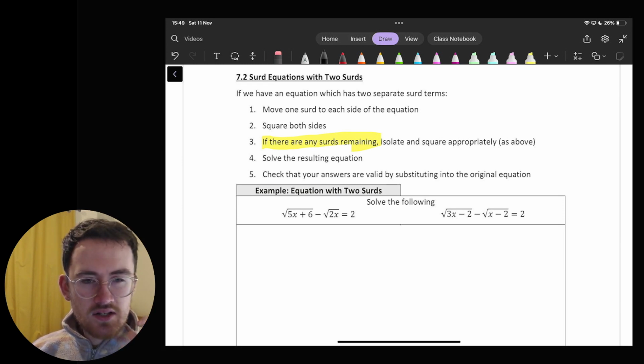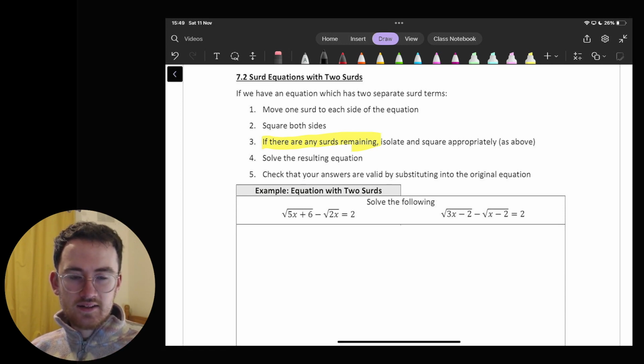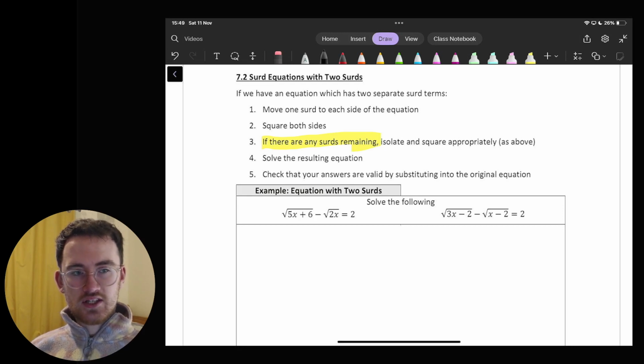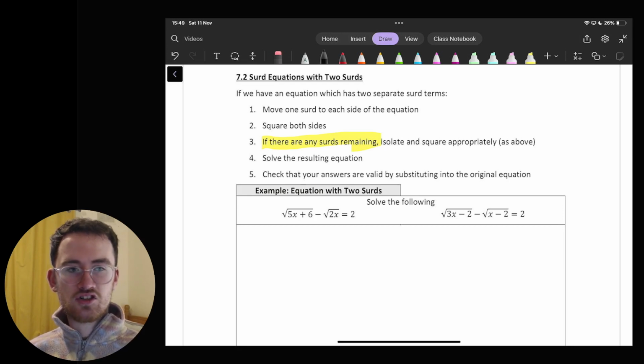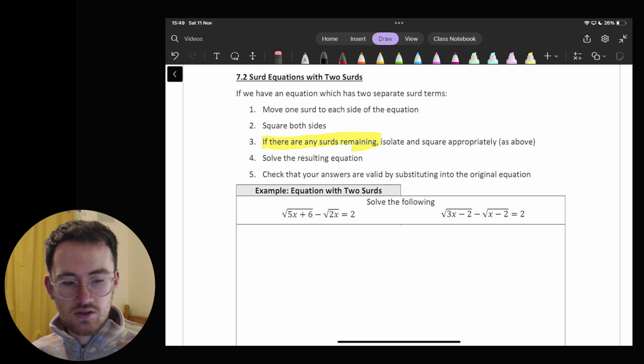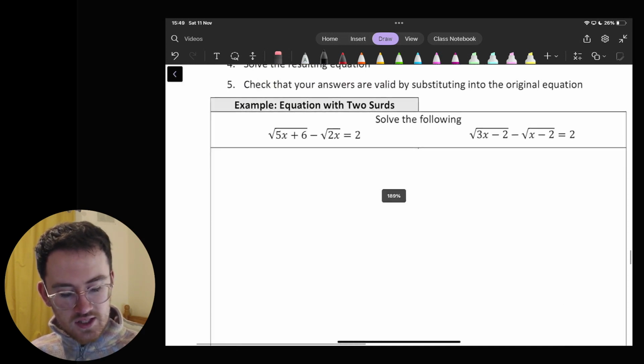So if there's any surds remaining, there should only probably be one, and we will just isolate it and square it like the questions we had there, and then we're going to solve the equation that's left. And again, we need to just check our answers by subbing them back into the original equation. So let's just look at these two.